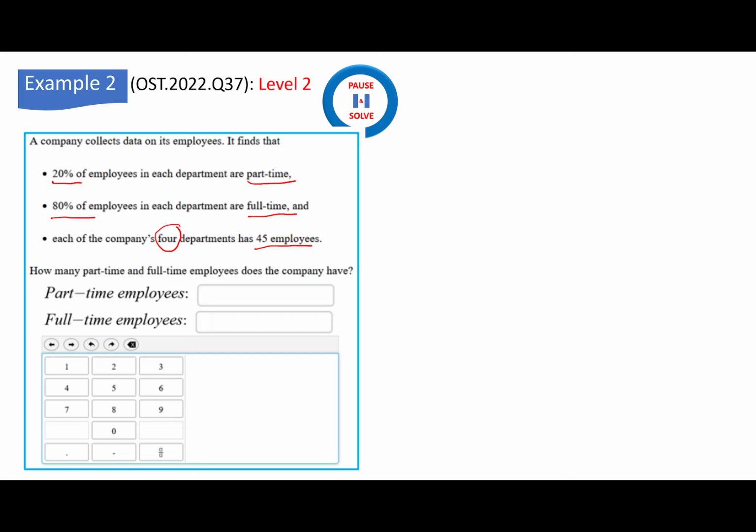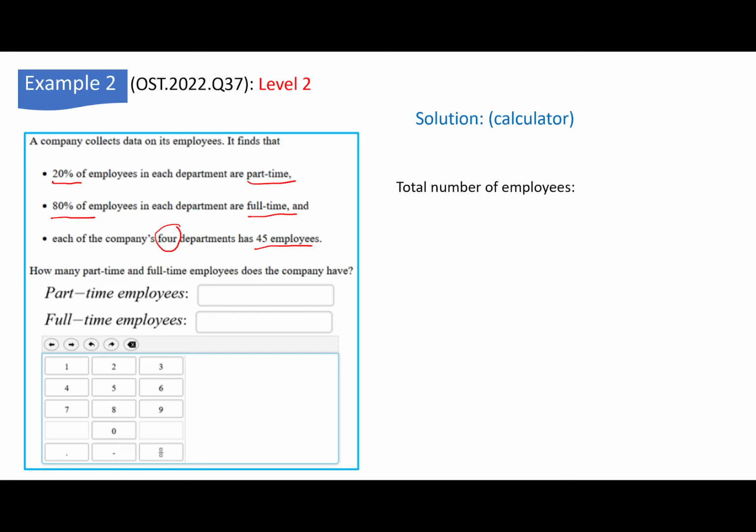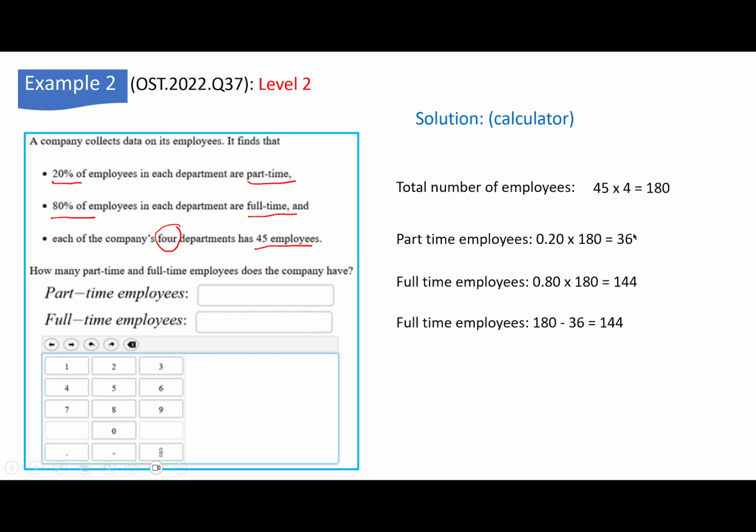Okay, so what's the total number of employees? It's 45 times 4, right? Because 4 departments, each has 45 employees, 180. 20% of the 180 are part-time, so 0.20 times 180, that's 36. Full-time is 80%, 0.80 times 180 is 144. This can also be obtained by subtracting 180 minus 36. So your answer is 36 and 144.